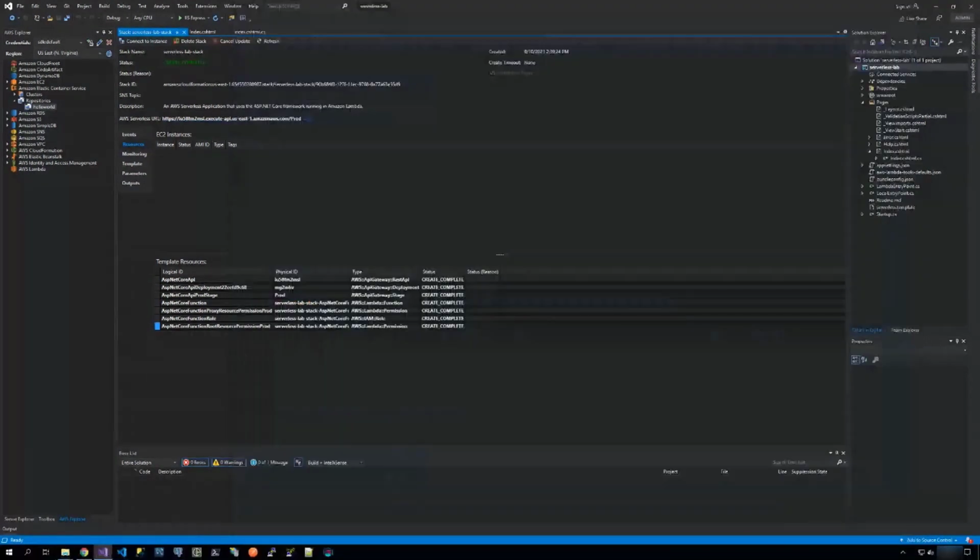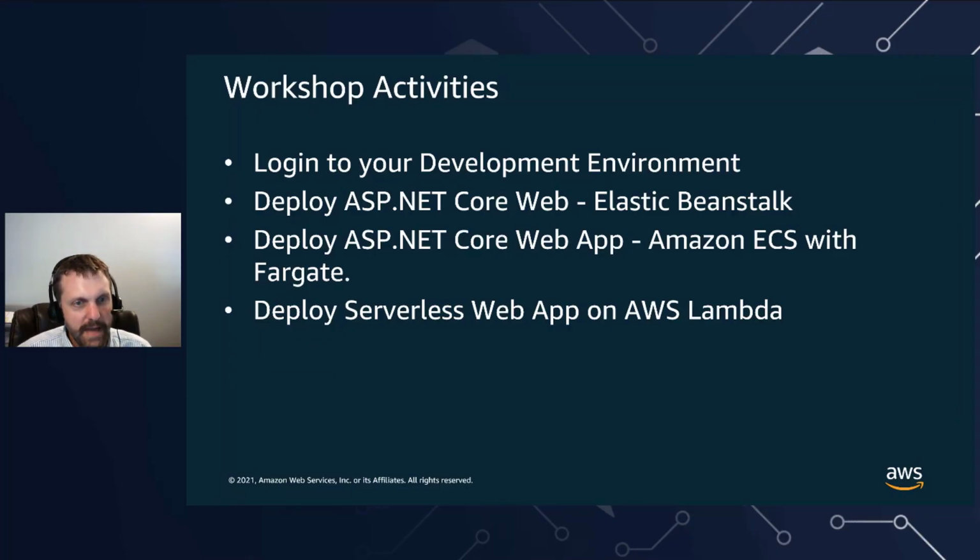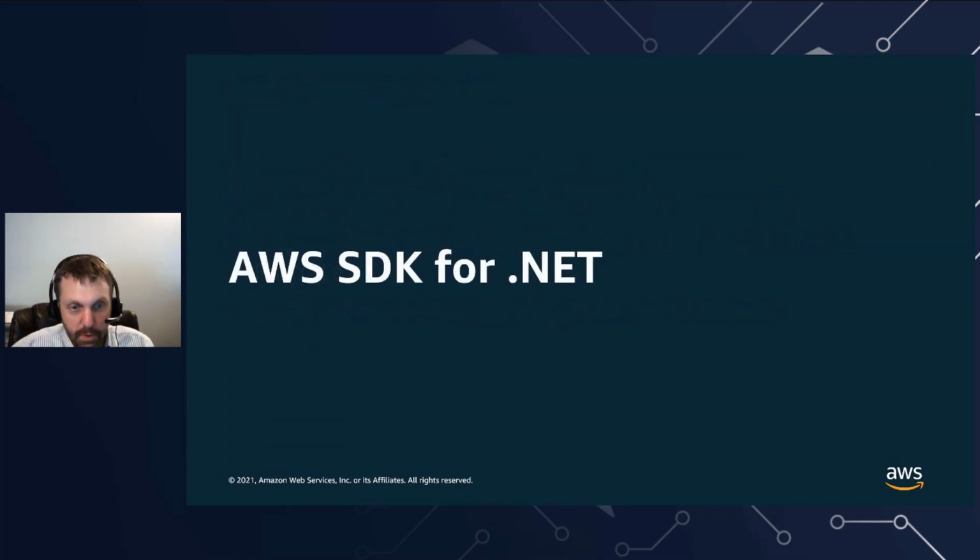Okay, so that is the completion of our first lab. Now we've actually looked at deploying some applications to AWS from Visual Studio, and some .NET Core applications to AWS. Next, we're going to talk about using the AWS SDK for .NET to develop applications that can use AWS services.